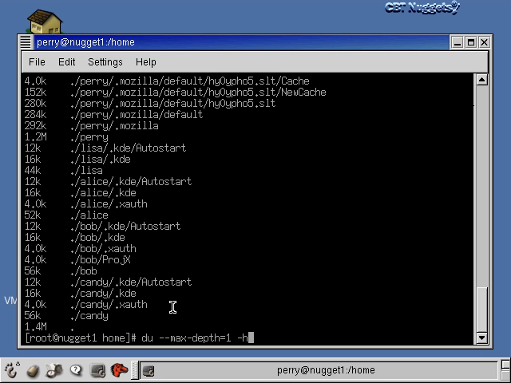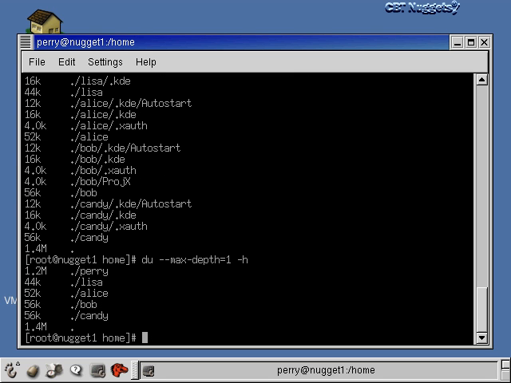Now what this will do is it will go in and it will still count up all these subdirectories here. Okay, like Alice's KDE AutoStart and Alice's KDE and XAuth. But all it's going to display is the stuff that's 1 deep, the max depth 1. So 1 deep below the home directory is the only summaries that are going to be printed out. Okay, so let me do this. And you'll see that here we get Alice's is 52 kilobytes. Just like here it was Alice was 52 kilobytes. There it says Perry is 1.2 megabytes and so on. So this displays, it still goes in and counts all the subdirectories of Perry and Lisa and Alice, but it just displays the top level of those so I can get at least a rough idea of what's going on in the system. So using df and du, you can get a good idea on what's being used, how much is left, and where the use is coming from.